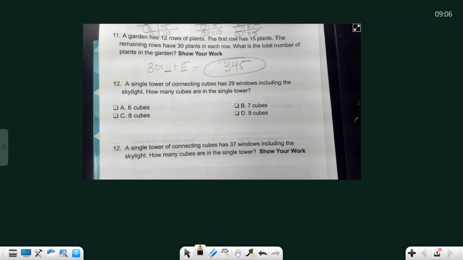A single tower of connecting cubes has 29 windows, including the skylight. How many cubes are in the single tower? 9. Isaiah, what do we do to find out? It's easy.